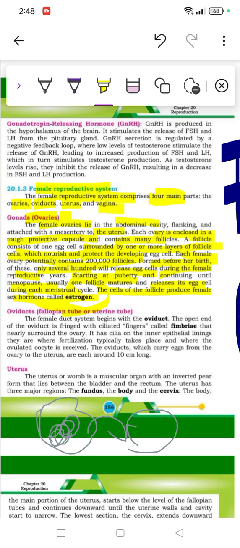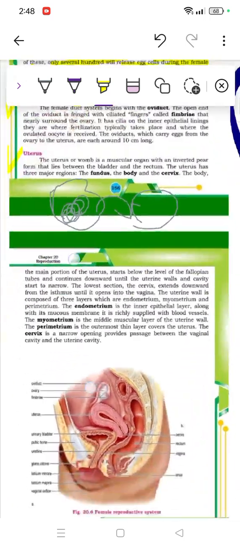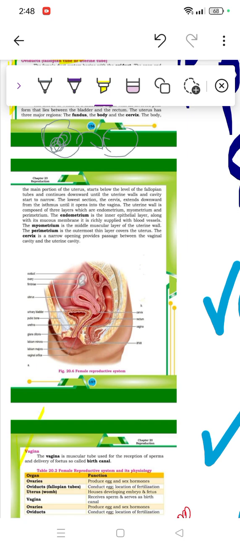In the next video we will discuss the other parts, like the oviduct and uterus, and another part as well, which is the vagina, the external genitalia.